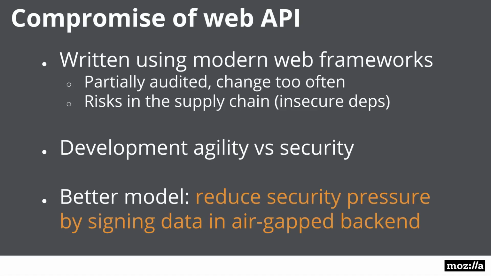And even if we could review the latest version of Django, and the Django team does a great job at this, those applications also have major risks in the supply chain, in the list of dependencies that they will import in their web applications. So we have this situation where, from a software engineering perspective, it makes sense to allow for development agility, but it also poses a number of risks to the security of the infrastructure.